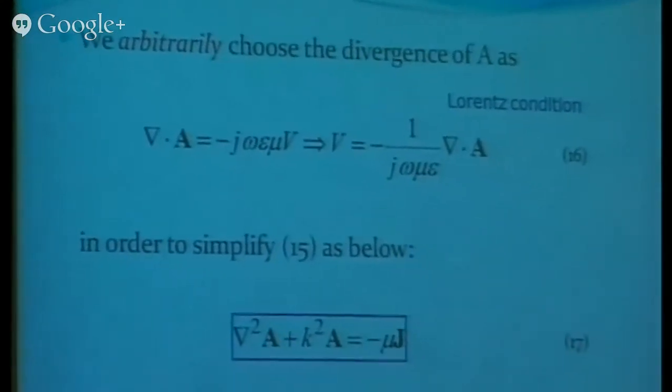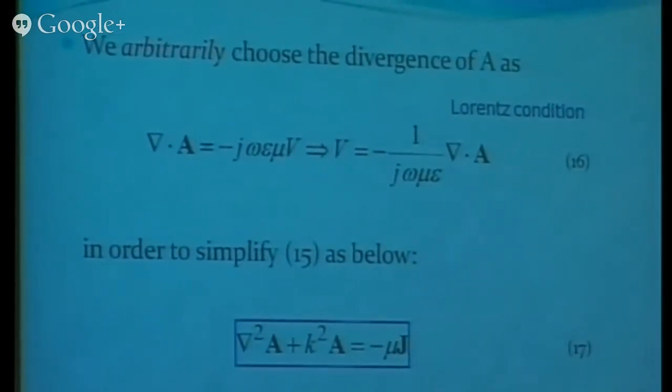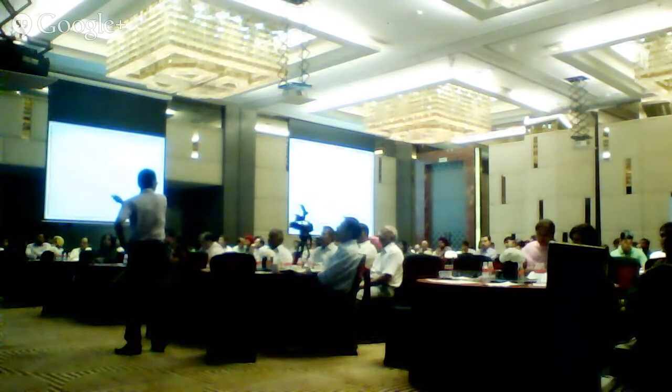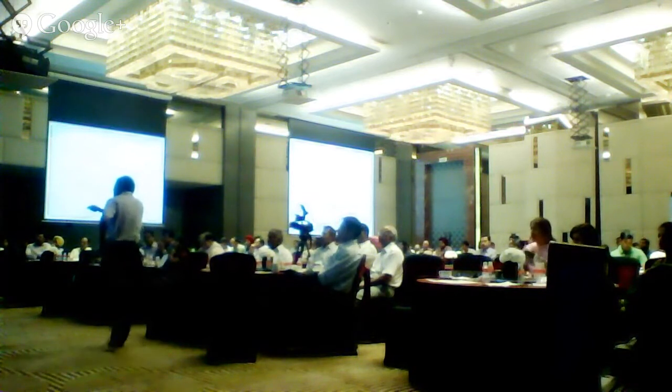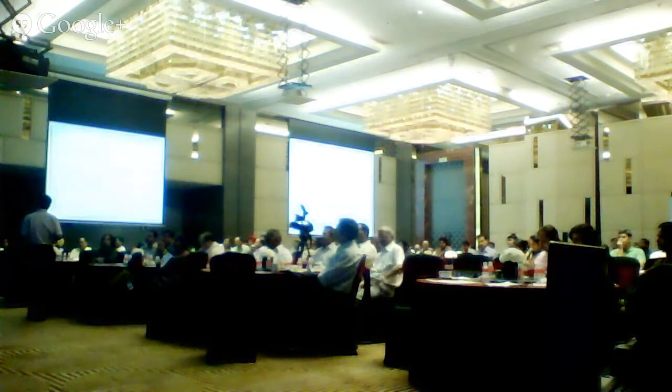So again, we make another choice, which is called the Lorentz condition. We choose divergence of A as this, just for convenience, so that we can simplify this equation as this. So this is the wave equation for A for time varying fields.